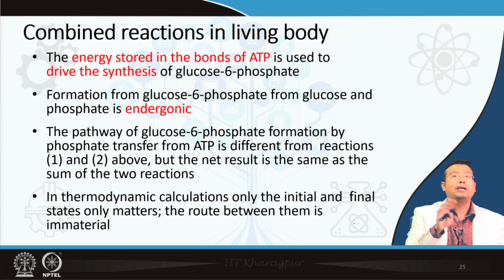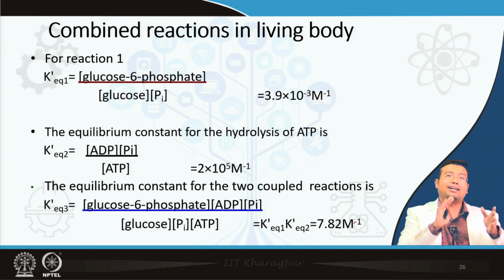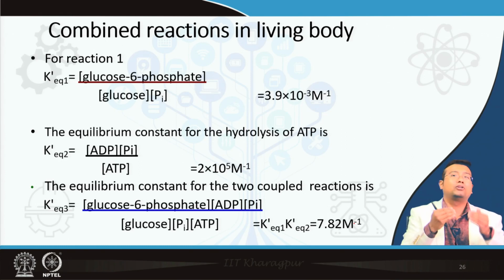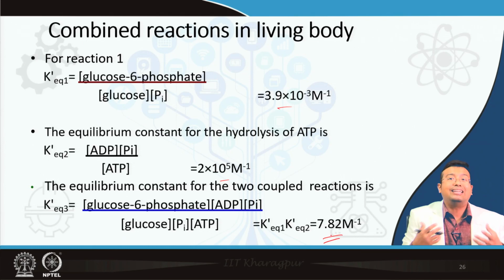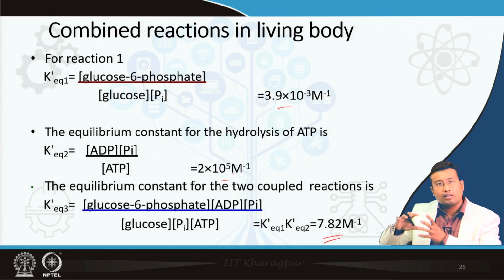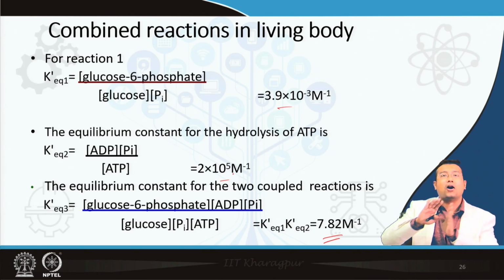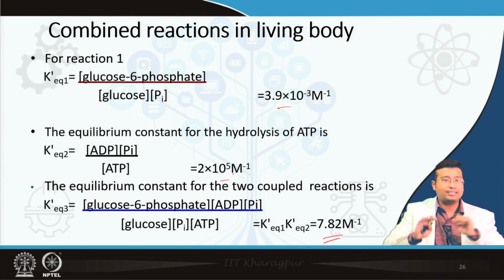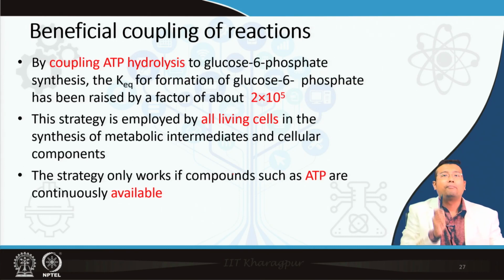Mind it, reactions 1 and 2 may be different, but the net result is all that matters. And if we look in terms of the equilibrium constant, not free energy, again the equilibrium constant of the product is very high. Generally, it increases 2 to 10 to the power 5 times, and as we know, when the equilibrium constant is on the positive side, the reaction is spontaneous. So, whether we equate it via equilibrium constant or via standard free energy change, we can use thermodynamic coupling of reactions in all living cells.